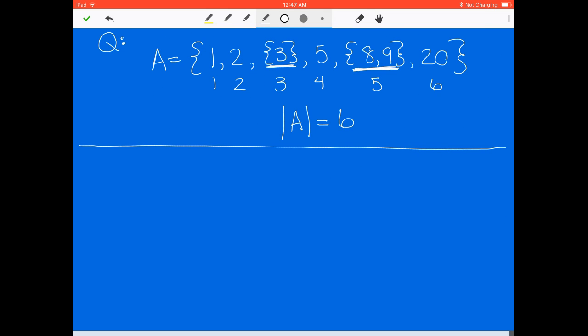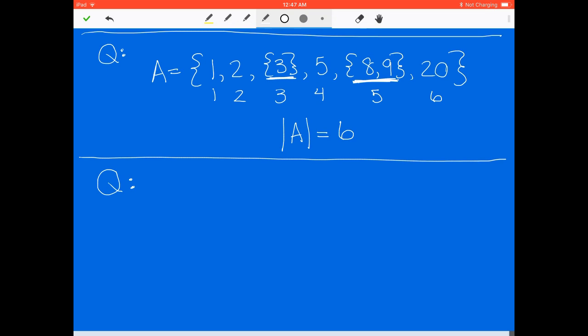Another question. Is 8 an element of A? So if you're looking at A, is 8 an element of the set A? No. And why? Because this set cannot be broken up. This is a set. I can't say 8.